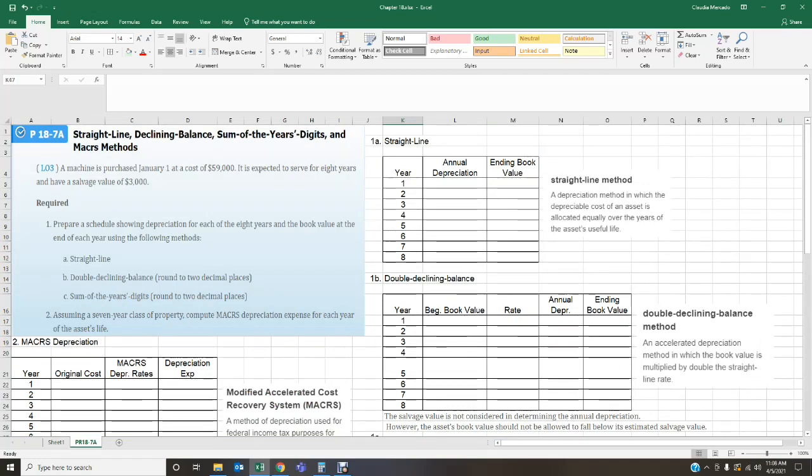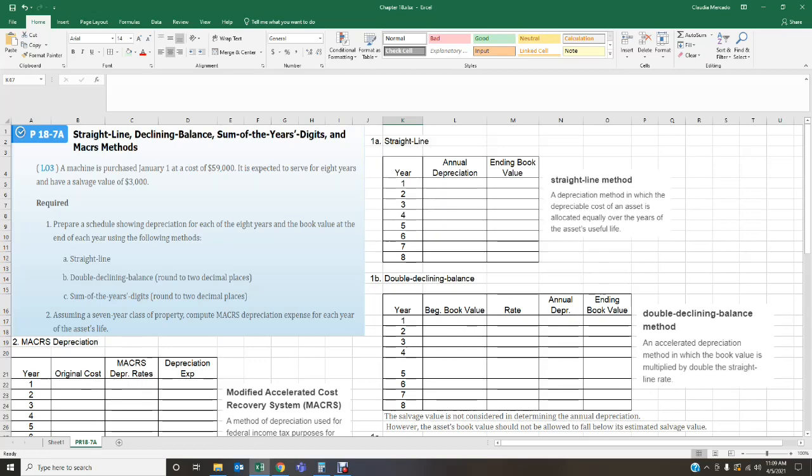This is problem 18-7A, and it deals with the straight line, declining balance, sum of the year's digits, and Makers methods. Now, this is a wonderful problem because it gives you basically calculations for 4 different types of depreciation methods. So guess what? Because it's such a fabulous problem, you're going to see it on your test. So make sure that you know how to complete this problem.